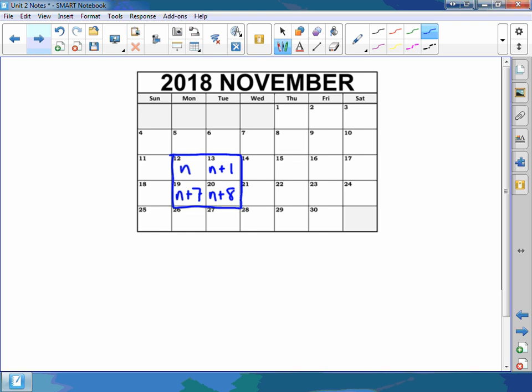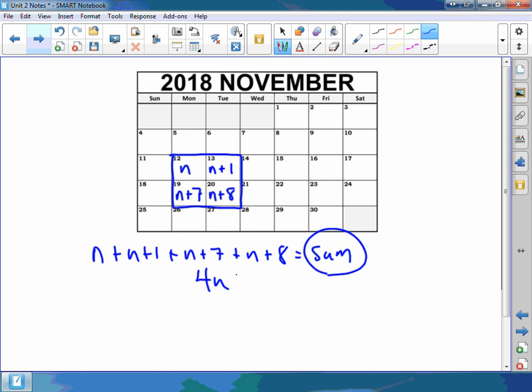Okay? So what I'm doing here is I'm adding these 4. I'm saying N plus N plus 1 plus N plus 7 plus N plus 8 equals your sum. Whatever you told me would go in that circle right there. So if I clean up this left-hand side, this is equivalent to 4N plus 16 equals any number.